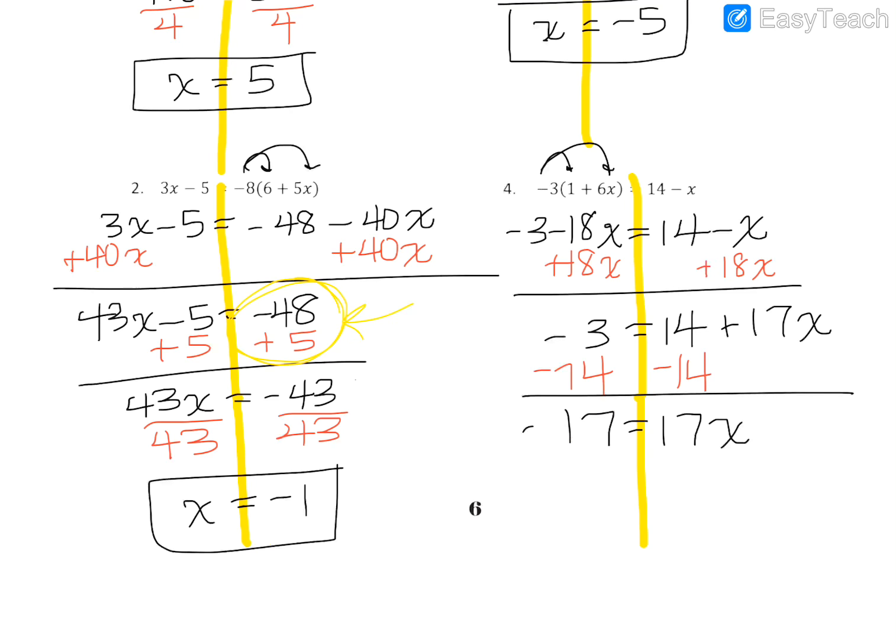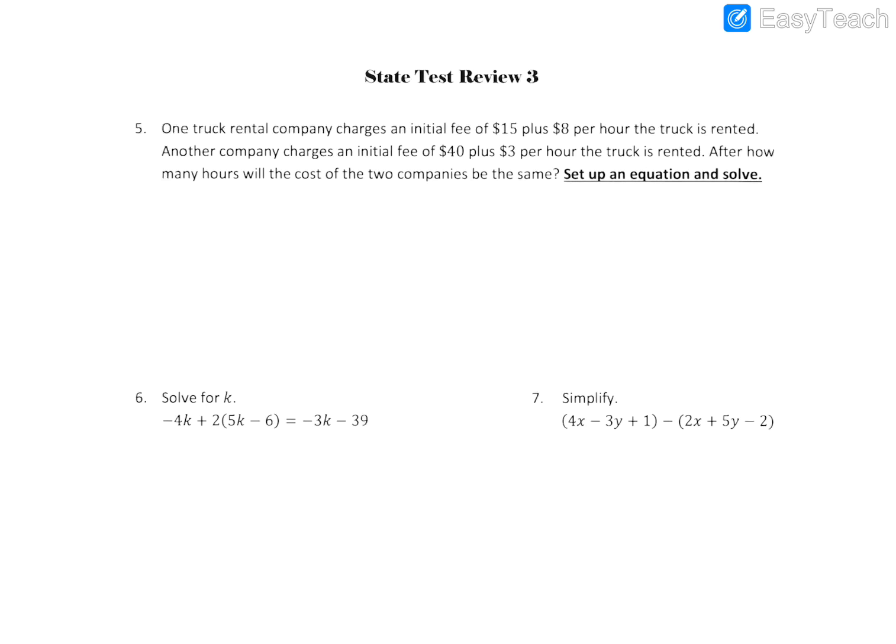And then we're going to divide by the coefficient, which is 17. So we get -1. All right, when you are ready, we are going to go to the next page. All right, let's look at number 5.